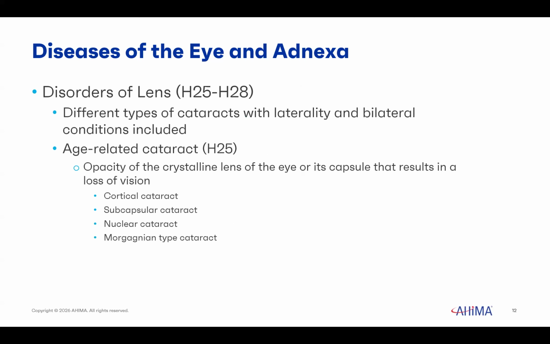We can also have disorders of the lens. These include the different types of cataracts. We talk about laterality, bilateral conditions. The code for age-related cataracts fall into code category H25, and this can include any type of opacity of the lens itself. You'll see sometimes terminology like cortical cataract, subcapsular cataract, nuclear cataract, and so on.